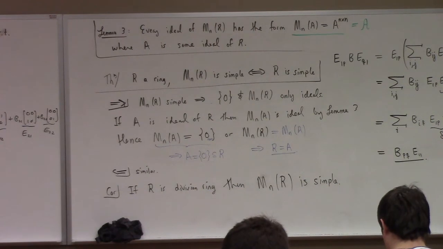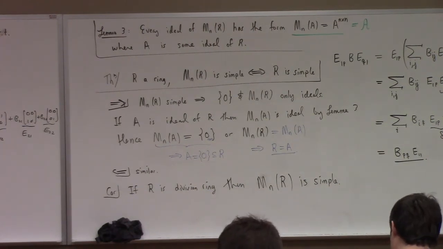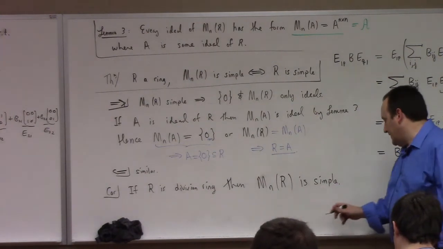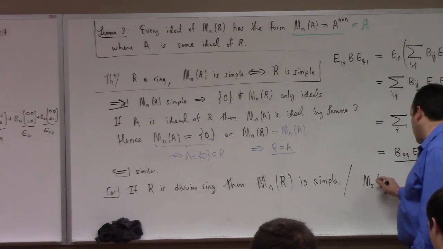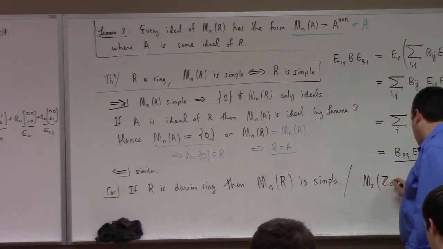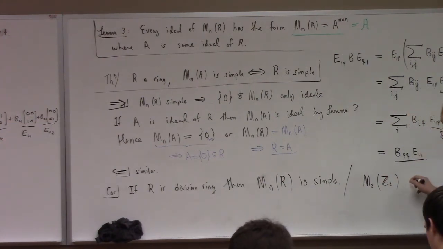So since division rings are simple, there's a theorem that says the matrices built over a division ring are simple. And then this gives you an interesting example. He says if you look at the 2 by 2 matrices built over Z2, this is a simple ring.